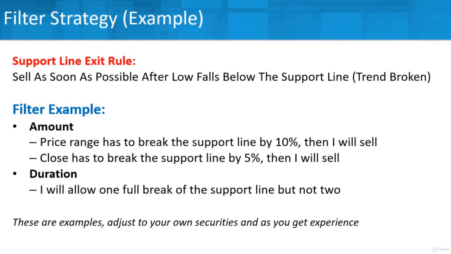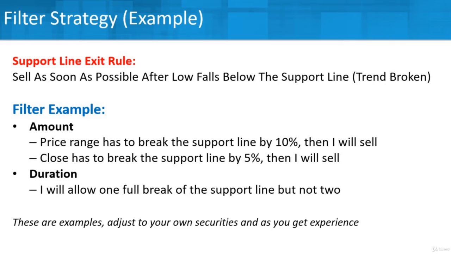Or I might say not only the range, I might say, well, the actual final close has to break the support line. And that has to not only break the support line, but that needs to do it by, let's say, 5%. Then I will sell. By the way, these numbers, 10%, 5%, those are not etched in stone. You can use your own numbers, and you'll want to, as you learn your securities or maybe the universe of securities you're trading, you might make those numbers lower or higher, depending on your risk level and how much profit you want to book.